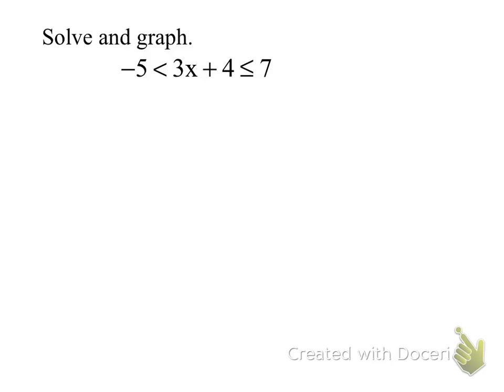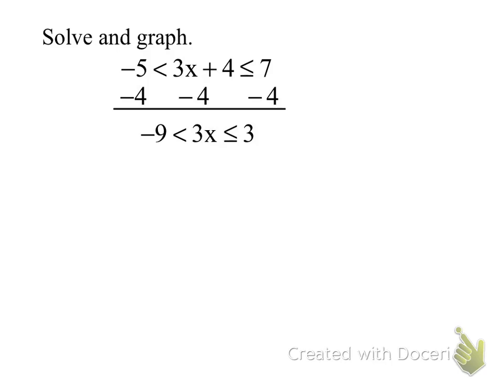Okay, so what I did first was I subtracted 4 from all 3 parts of it. Okay, so you're not separating it. Okay, you could have separated it. That would have been okay. And you are left with? Negative 9 is less than 3x is less than or equal to 3. Good. Okay, next step, please.